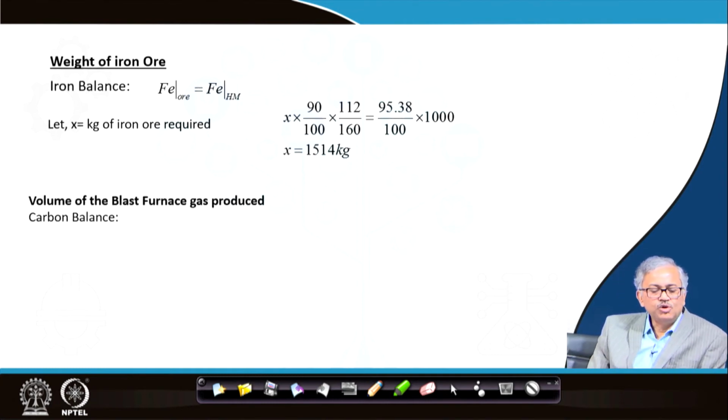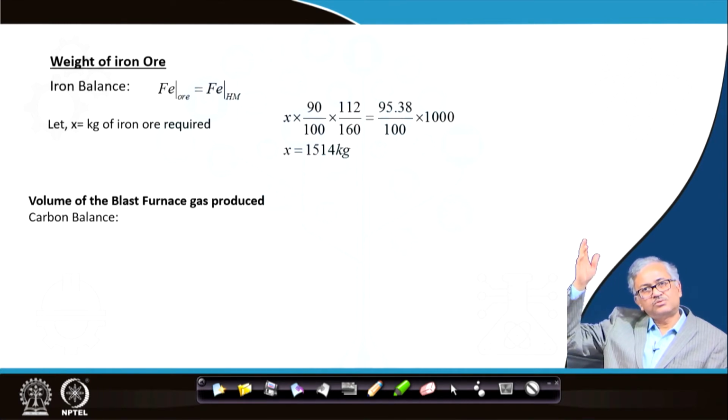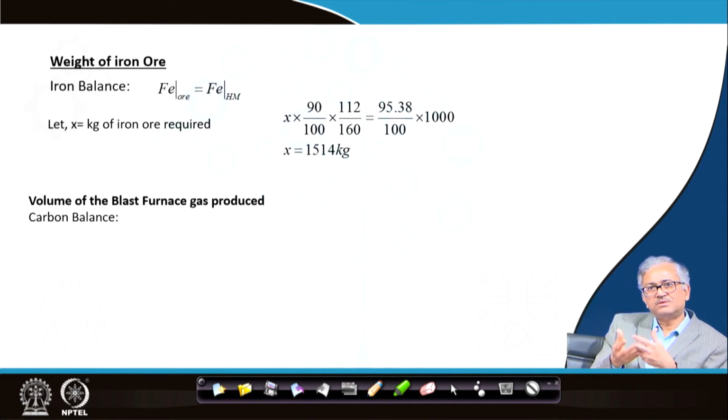Next is the volume of the blast furnace gas produced. If you want to calculate the volume of the blast furnace gas produced, how can you do that? There are two ways. One is that if you do the nitrogen balance, you can get it, because whatever nitrogen comes through the air, the same amount of nitrogen goes out through the exit gas, because there is no sink for nitrogen. It only comes through the air and goes out through the exit gas. So, you can do the nitrogen balance, but we do not have any information about the air blast and all these things.